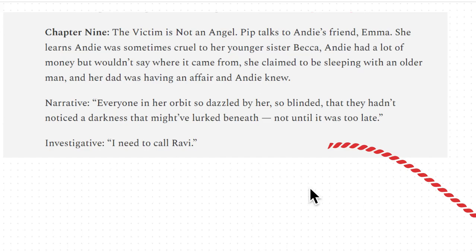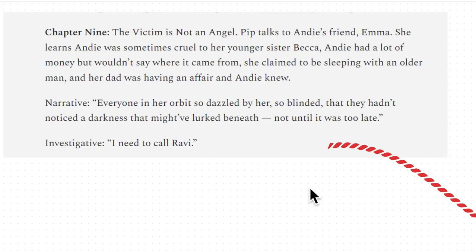But basically, Pip talks to Andy's friend, Emma. She learns Andy was sometimes cruel to her younger sister, Becca. She learns Andy had a lot of money, but wouldn't say where it came from. She learns that Andy claimed to be sleeping with an older man, and that Andy's dad was having an affair, and Andy knew. Everyone in her orbit was so dazzled by her, so blinded, that they hadn't noticed a darkness that might have lurked beneath, not until it was too late.